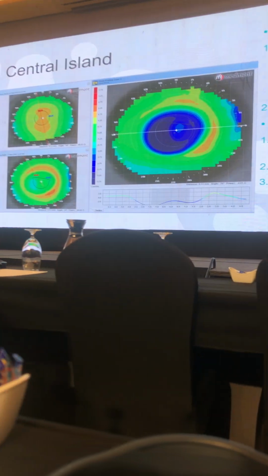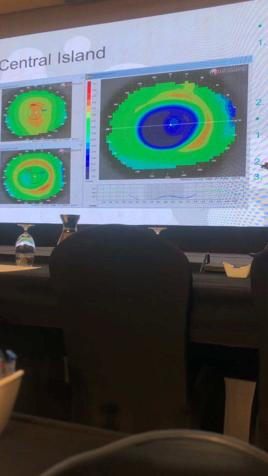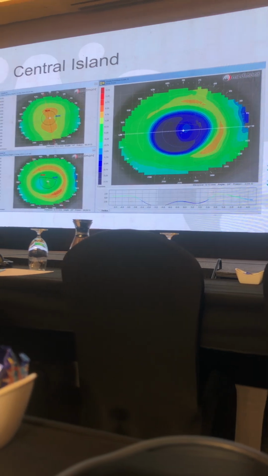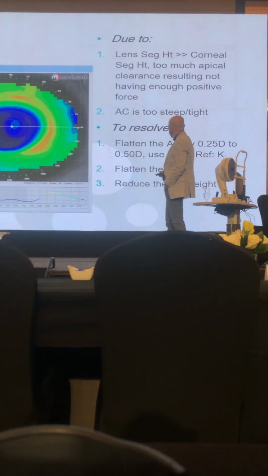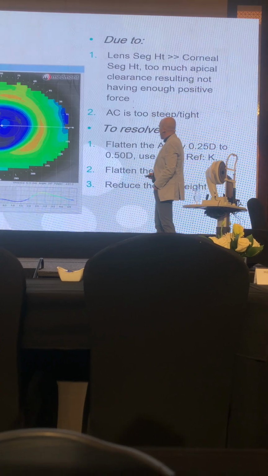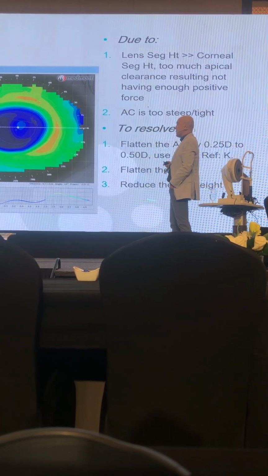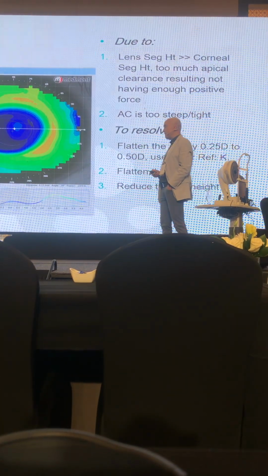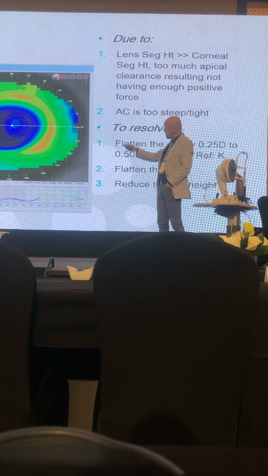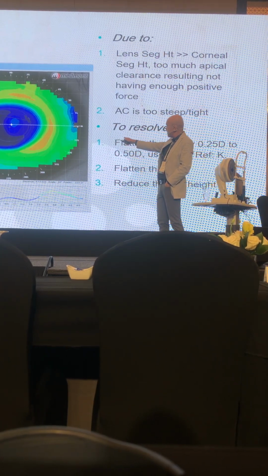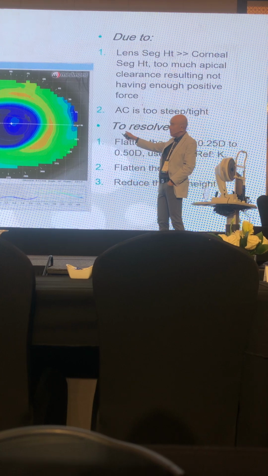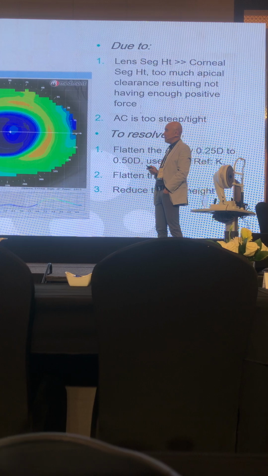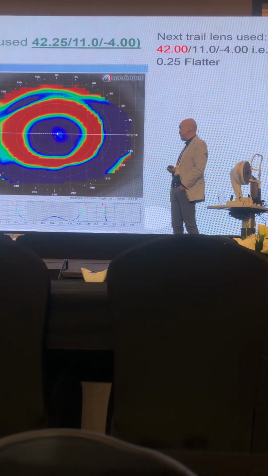Now this is a central island. If you have a central island, you know that you need to flatten the lens by selecting the next flatter lens. How to do that? You can change the AC. Sometimes you can ask them to adjust the sagittal height, right? Flatten the RC is reversible. In fact, you can send this map to the lab to look at it and design the lenses for you as well. Yeah, I like to design my own lens.